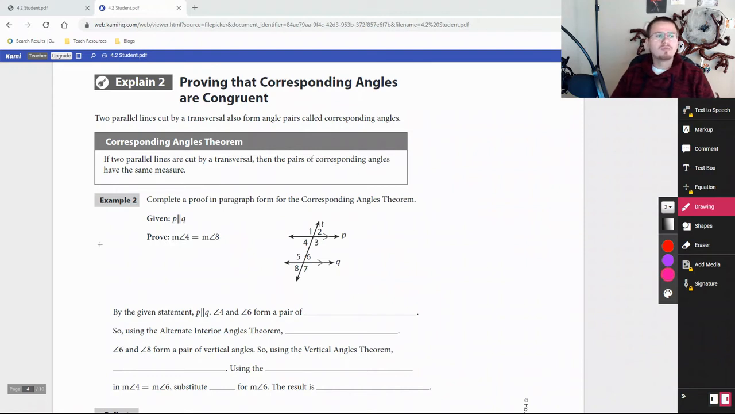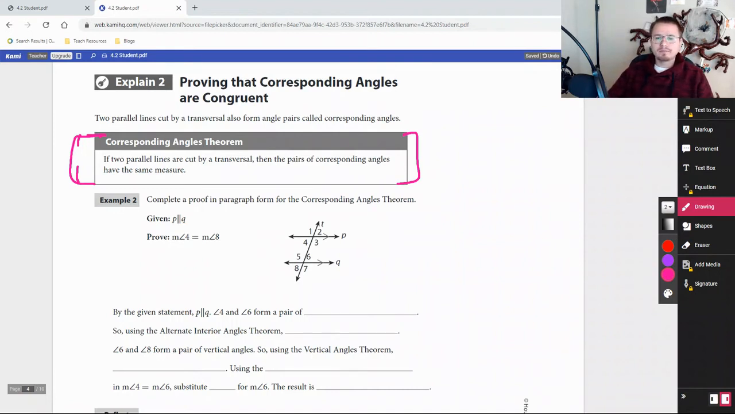Explain 2. Proving that corresponding angles are congruent. 2 parallel lines cut by a transversal also form angle pairs called corresponding angles. So there's another theorem, the corresponding angles theorem. We're just learning all the theorems. And again, this can take a lot to get in your brain, so take the time to do it. If 2 parallel lines are cut by that transversal, the pairs of corresponding angles have the same measure. That's what you need to take out of that.